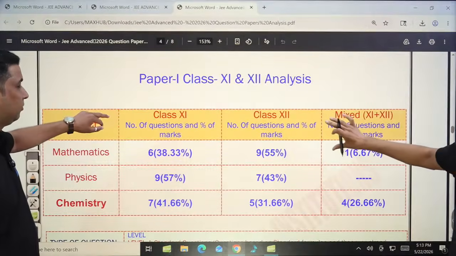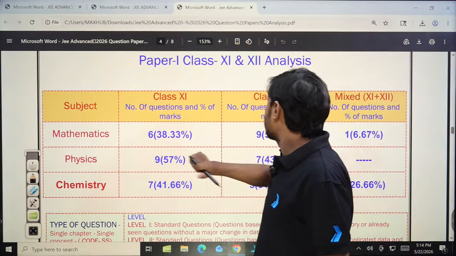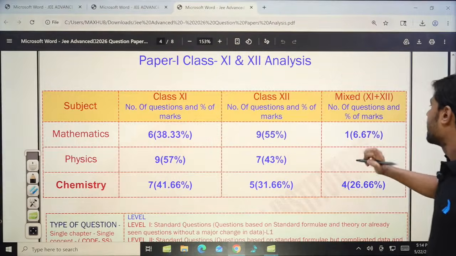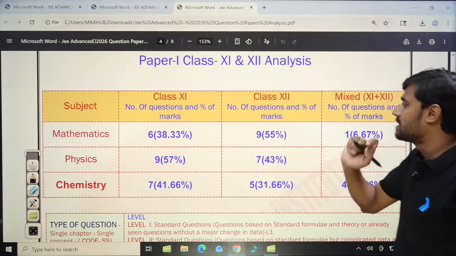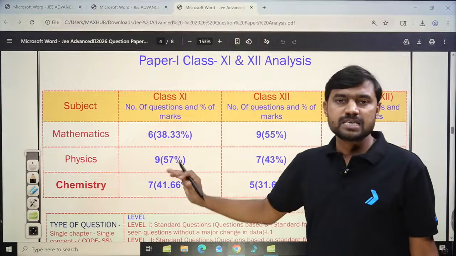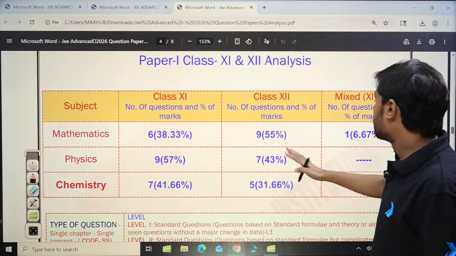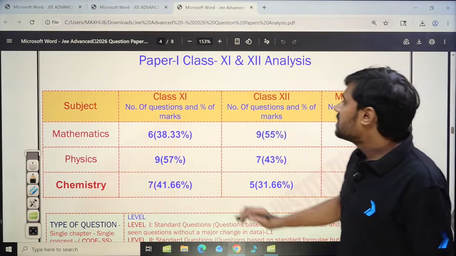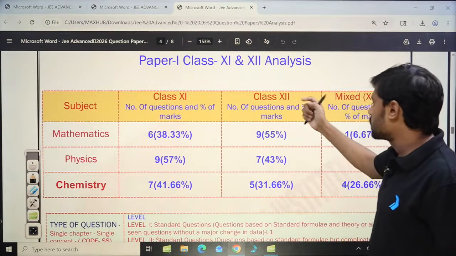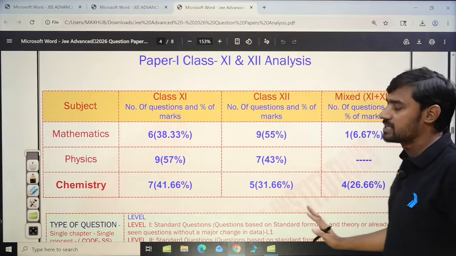This is a good analysis. Paper 1 content in mathematics: number of questions, 6 questions from 11th, 9 from 12th, and 1 mixed question from the 11th and 12th. Physics content from 11th is 9 questions, approximately 57%, and from class 12 it is 7 questions, 43%. Chemistry class 11 contains 7 questions, approximately 41%, class 12 has 5 questions, approximately 31%, and mixed was 4 questions.